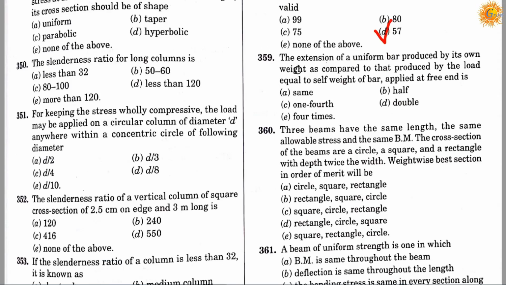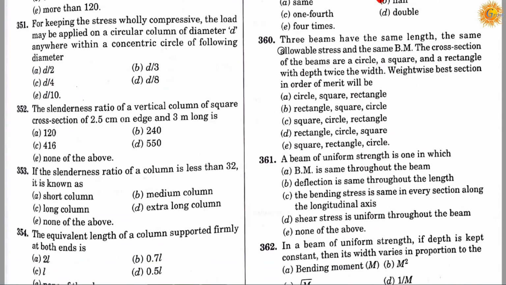359. The extension of a uniform bar produced by its own weight, as compared to that produced by a load equal to the self weight of the bar applied at the free end, is: option A, the same; option B, a half; option C, a quarter; option D, double; option E, 4 times. The correct answer is B, it will be half.